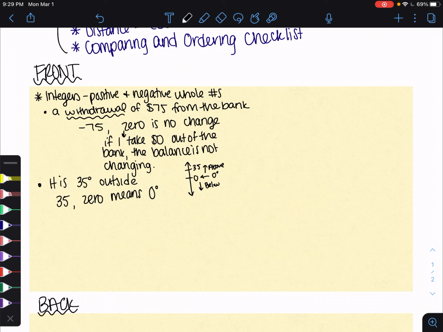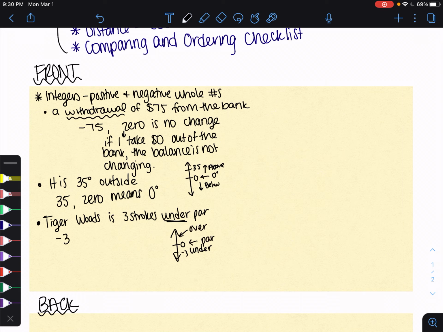If I say Tiger Woods is 3 strokes under par, under par is going to be -3. So again, if I use that number line idea, here's -3, that's under. This is going to be over, so 0 is going to be par.